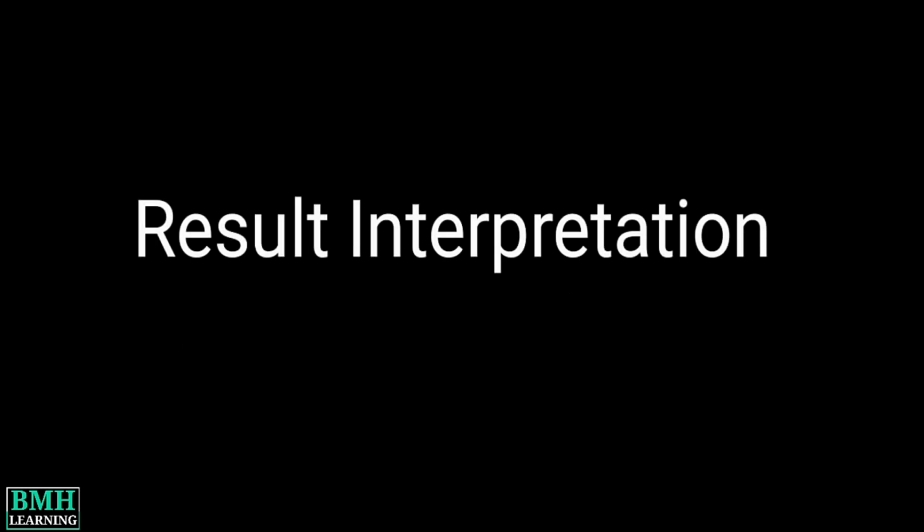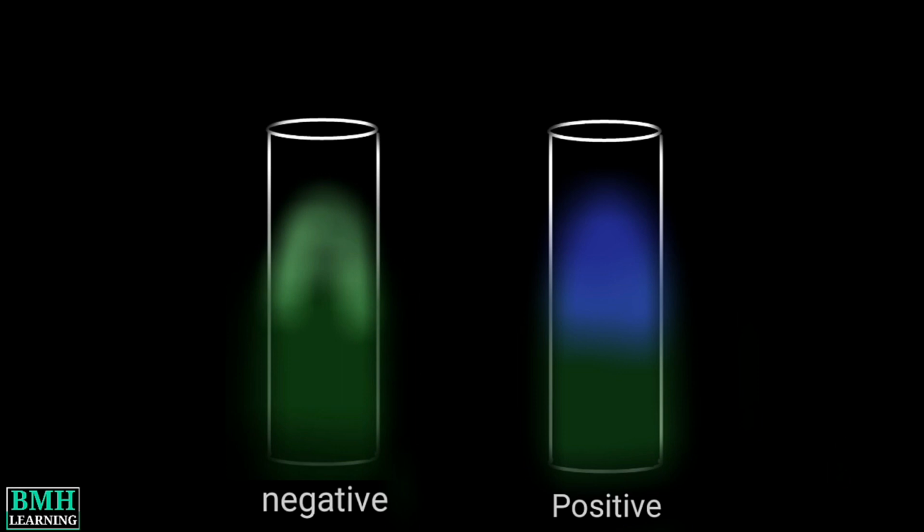Result interpretation. A positive test is demonstrated by growth with a color change from green to intense blue along the slant. A negative test is demonstrated by no growth and no color change, and the color of the slant remains green.